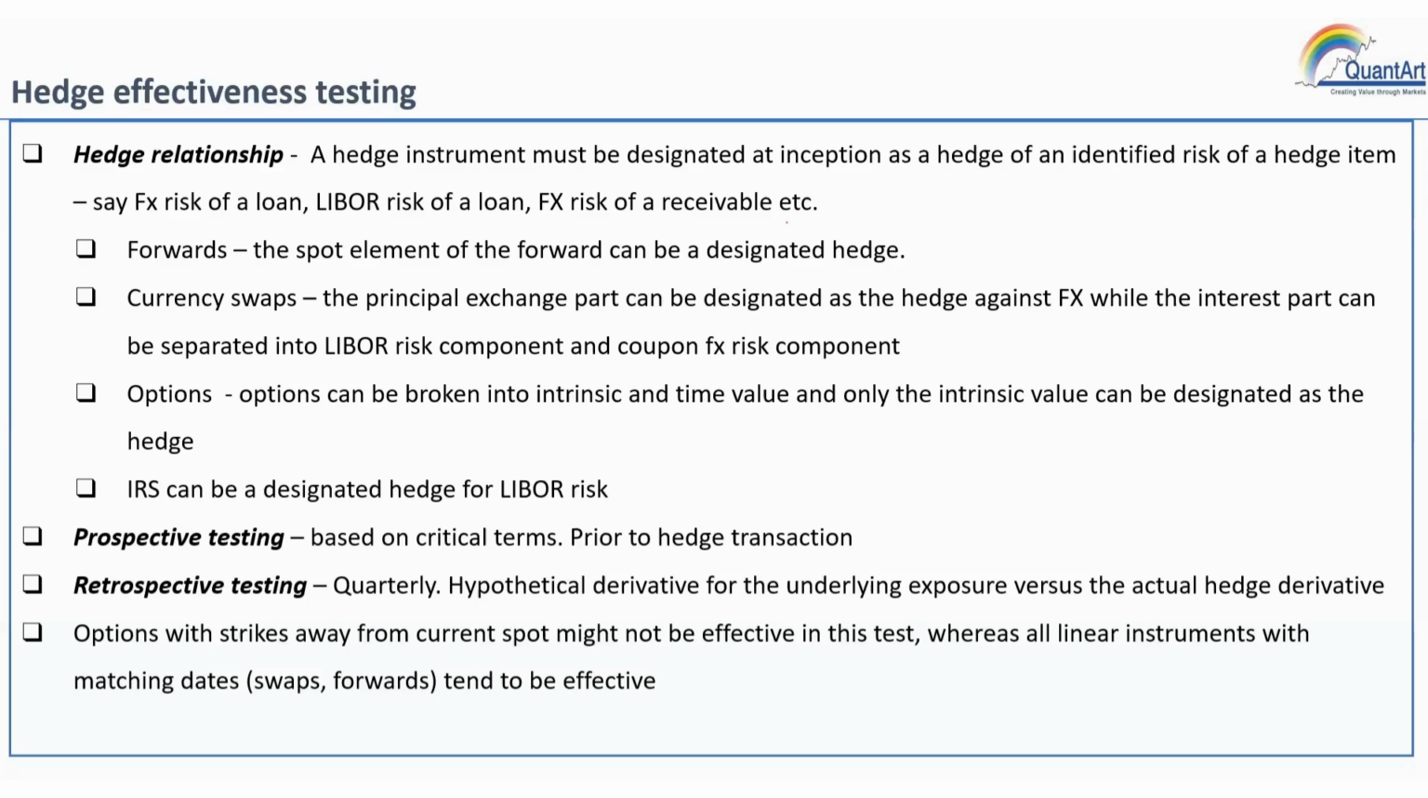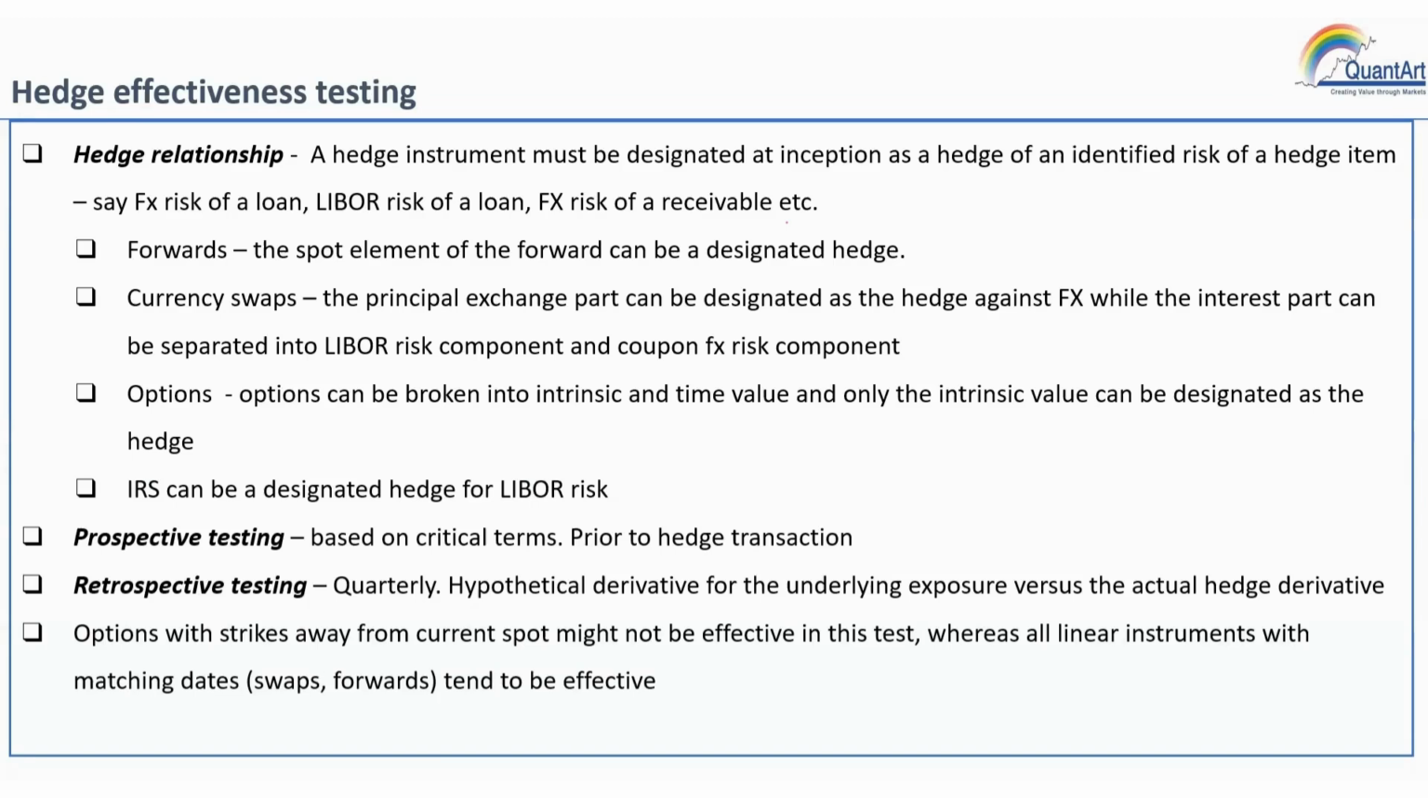Now, every quarter, I have to mark to market the value of the swap and then compare it with the change in the loan fair value. Obviously, it's not going to work because swap mark to market is changing because of not just the spot. It is also changing because of LIBOR, because of MIFOR and so on. Whereas the loan mark to market is changing only because of spot. So that's not going to work.